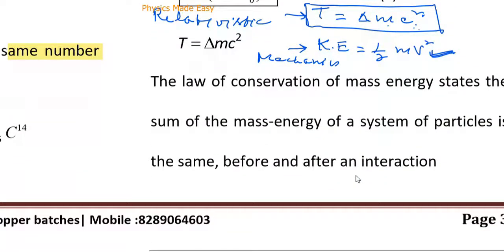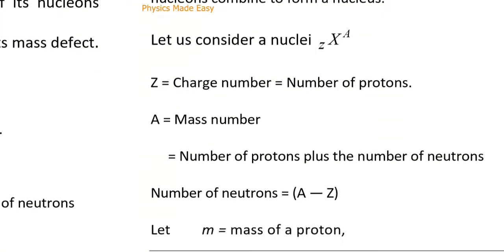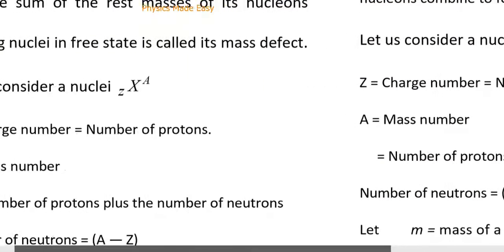Now, there were two different laws: the law of conservation of energy and the law of conservation of mass. This relationship E is equal to mc square has united the law of conservation of mass and energy, and a new law came into being, and that is the law of conservation of mass energy. It states: the sum of mass and energy of a system or particle is the same before and after an interaction. This is the formal statement, and we shall be making use of this statement repeatedly.